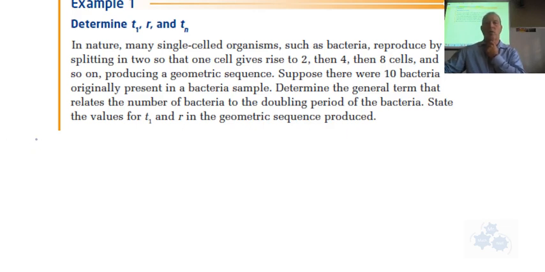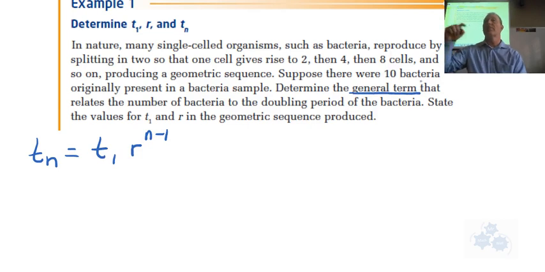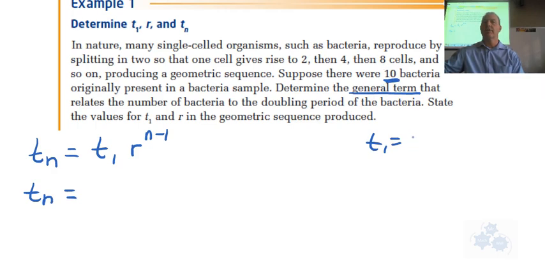Okay, so we know that the T of n formula for a geometric sequence looks like this. It's T of 1 times R to the n minus 1. All right? So determine the general term. That's the formula for this equation. So we're going to try and fill in T of 1 and R. We need T of 1 and R. T of 1 here is, suppose there were 10 originally present. That's 10.